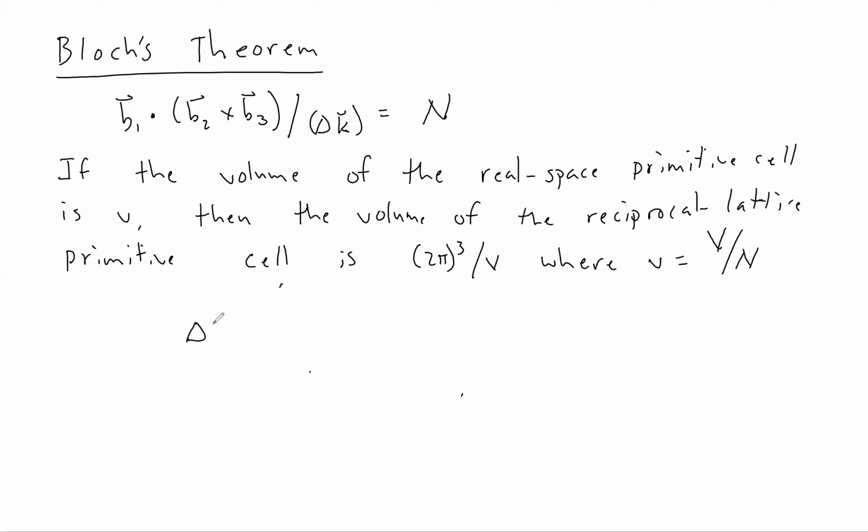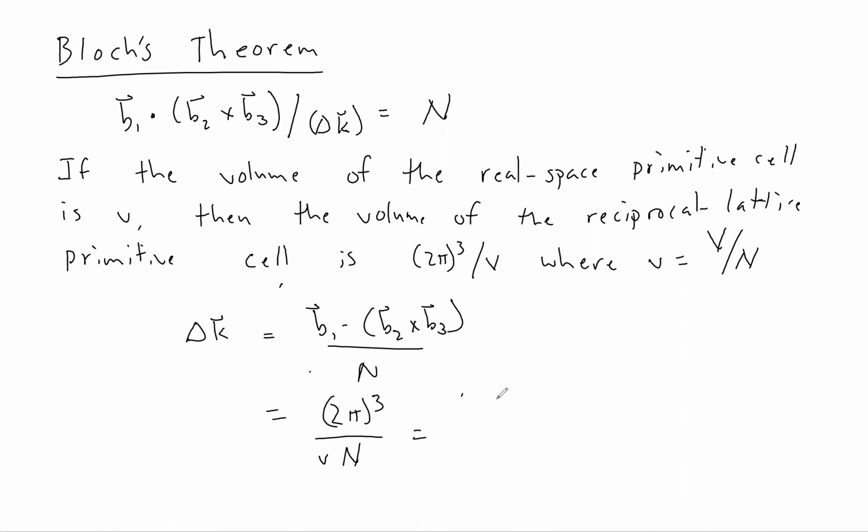So we know that delta k is equal to b1 dot b2 cross b3 over capital N. So the volume in K-space per allowed value is the volume of the reciprocal lattice primitive cell divided by capital N. Well, this is equal to (2 pi)^3 over little v times big N. But little v times big N is the same as big V. So the volume per point in K-space is (2 pi)^3 over the total volume V, just like it was in the Sommerfeld model.